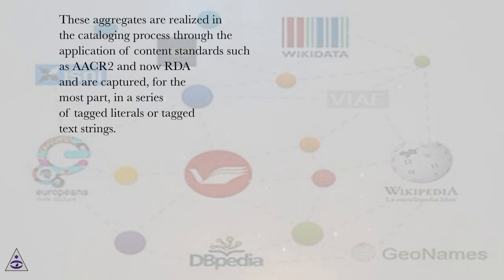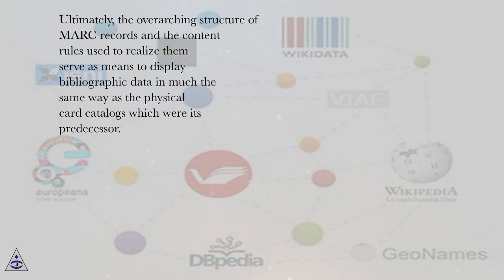These aggregates are realized in the cataloging process through the application of content standards such as AACR2 and now RDA, and are captured, for the most part, in a series of tagged literals or tagged text strings. Ultimately, the overarching structure of MARC records and the content rules used to realize them serve as means to display bibliographic data in much the same way as the physical card catalogs which were its predecessor.